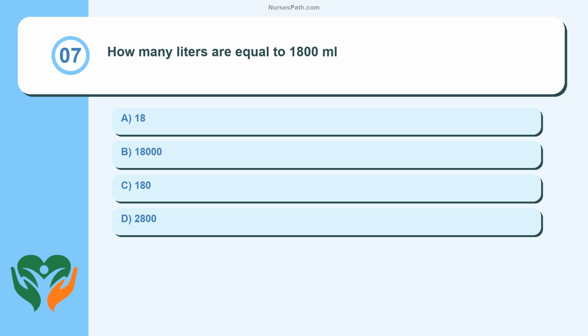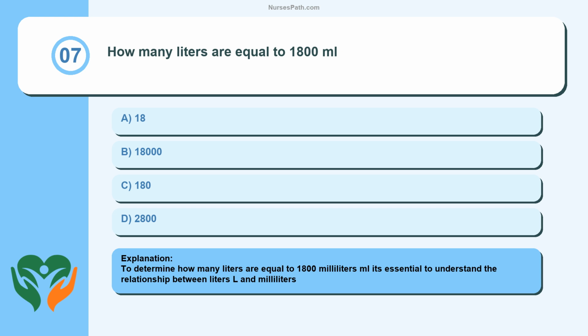Question 7. How many liters are equal to 1,800 milliliters? 18,180. 2,800. To determine how many liters are equal to 1800 milliliters, it's essential to understand the relationship between liters and milliliters.